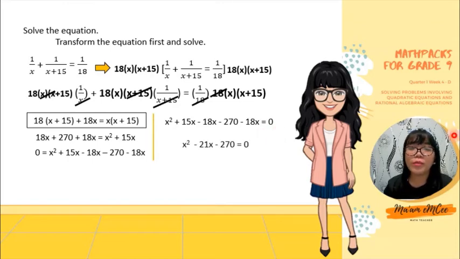Then we combine like terms. 15x minus 18x is equal to negative 3x. Minus 18x is equal to negative 21x. Then we copy x squared and negative 270. That would be equal to 0. This is now our working equation. X squared minus 21x minus 270 equals 0.